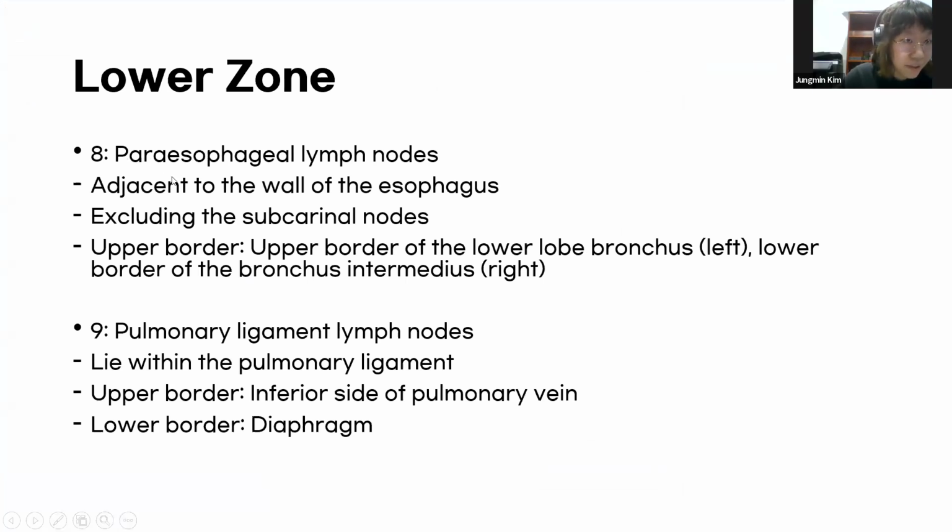And here are the paraesophageal lymph nodes. These are found next to the esophagus, just below the subcarinal space. So we exclude the subcarinal lymph node, and the rest is paraesophageal lymph nodes. Pulmonary ligament lymph nodes theoretically exist, but I've never seen an enlarged pulmonary ligament lymph node. It's very difficult to find. So I only know this theoretically. It's supposed to be above the diaphragm and on the inferior side of the pulmonary vein, but I've never seen it.